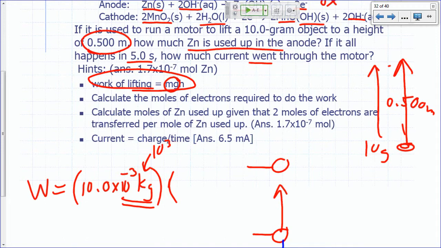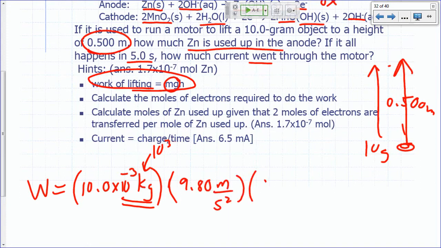Acceleration due to gravity is how much? You remember from physics, physical science? 9.80 meters per second squared. And our height is half a meter, 0.500 meters. How much work would that be? An answer for me?